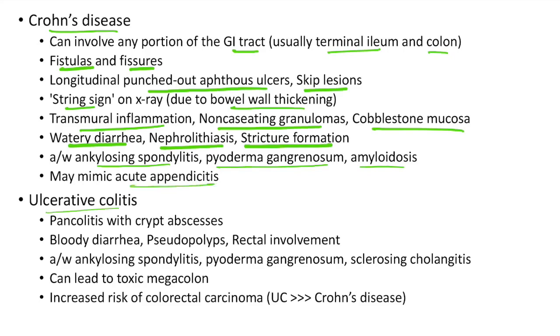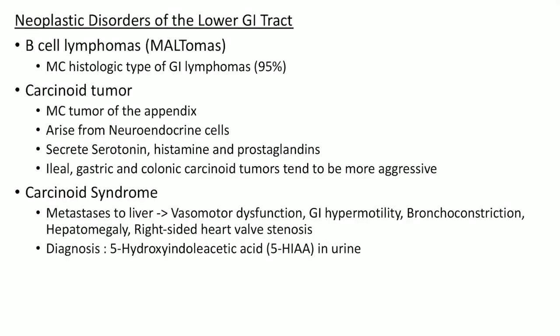Now let us see about ulcerative colitis. It is pancolitis with crypt abscesses. Clinical features include bloody diarrhea, pseudopolyps and rectal involvement. Like Crohn's disease, ulcerative colitis is also associated with ankylosing spondylitis, pyoderma gangrenosum and sclerosing cholangitis. Ulcerative colitis can lead to toxic megacolon. It has an increased risk of colorectal carcinoma. The risk of colorectal carcinoma is very high in case of ulcerative colitis when compared with Crohn's disease.